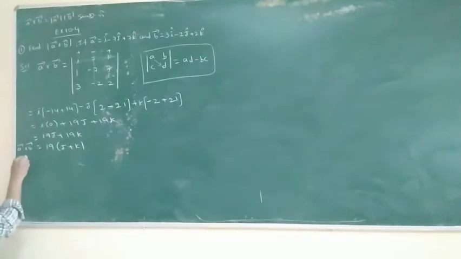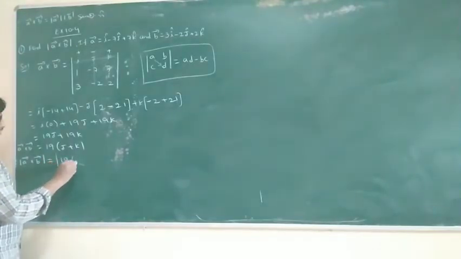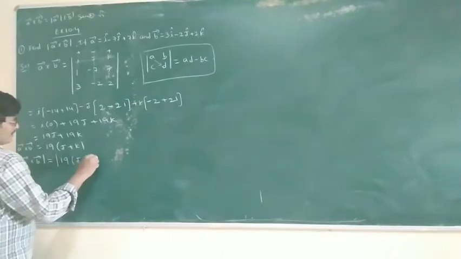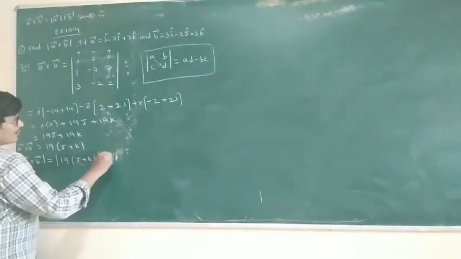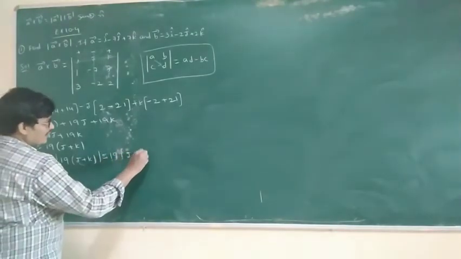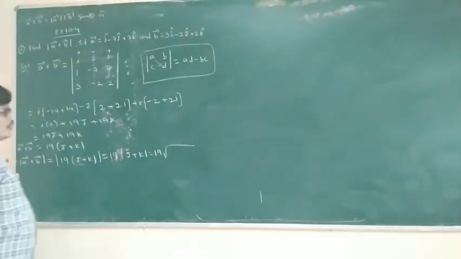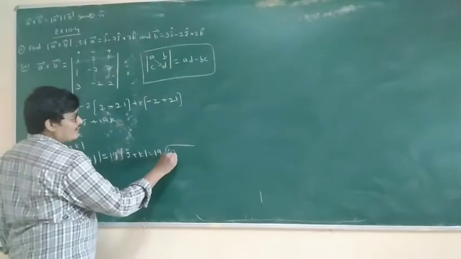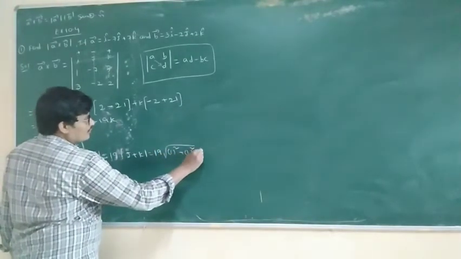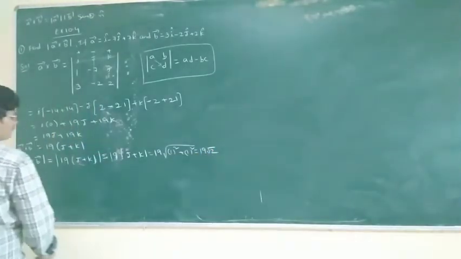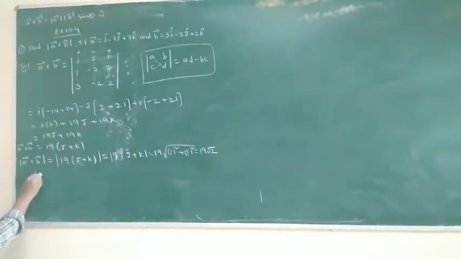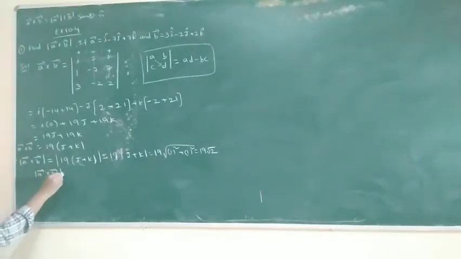Next, we have to find the modulus of A bar cross B bar. Modulus of 19 into j plus k is equal to 19 into the modulus of j plus k, which is 19 into the root of the sum of squares of components, j component 1 plus k component 1. So that is equal to 19 root 2. Therefore, modulus of A bar cross B bar is equal to 19 root 2.